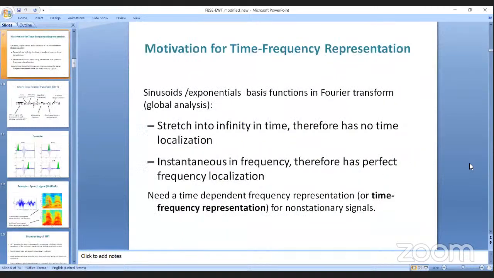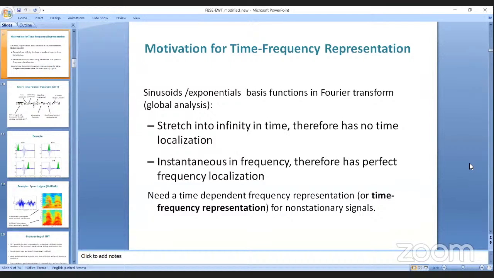So this is one of the motivations for time-frequency representation, so that we can include time information together with the frequency representation, and this representation will be suitable for non-stationary signals.